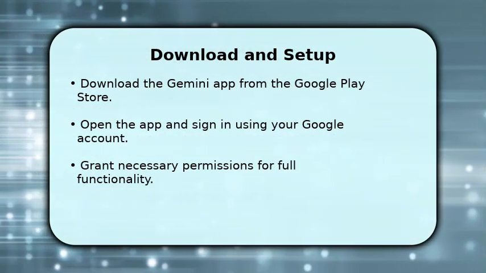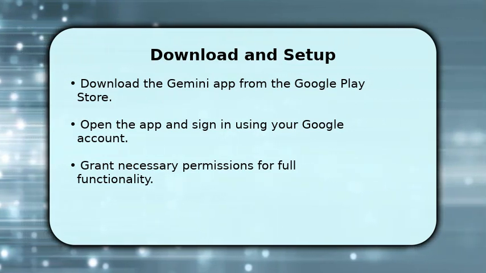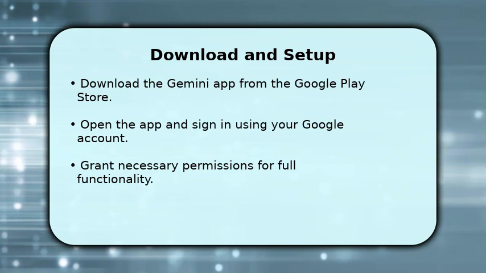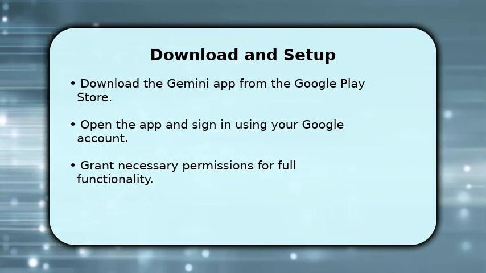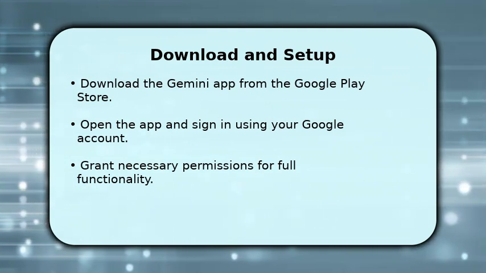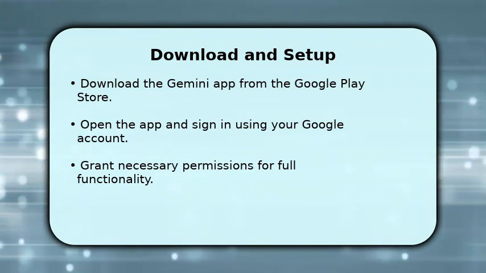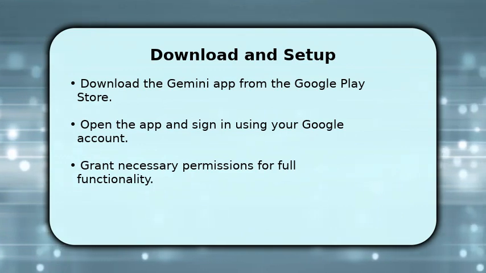Once your phone is ready, head to the Google Play Store and search for the Gemini app. Download and install it, then open the application. You'll be prompted to sign in with your Google account and grant a few permissions, like access to your microphone. Finally, you can choose to set Gemini as your primary assistant, replacing Google Assistant.